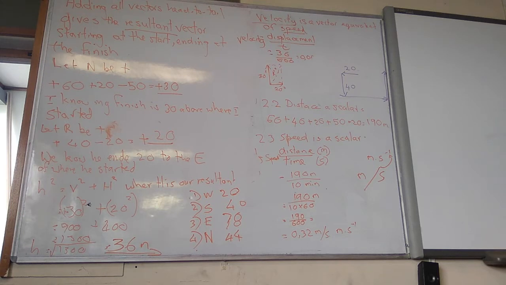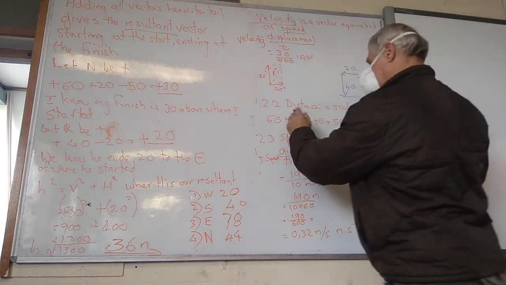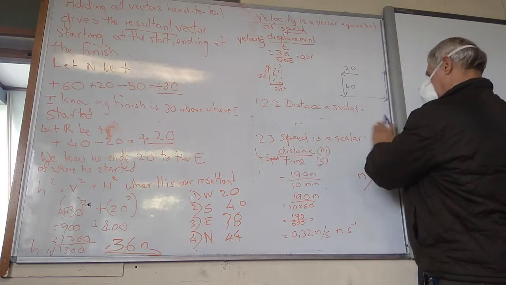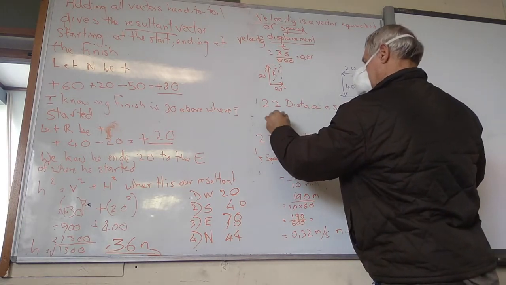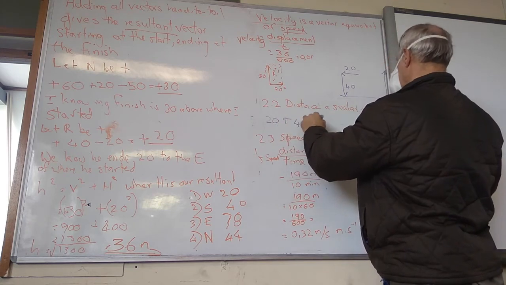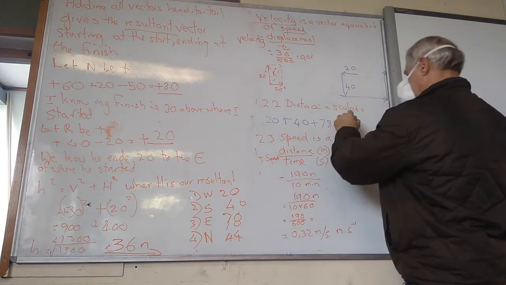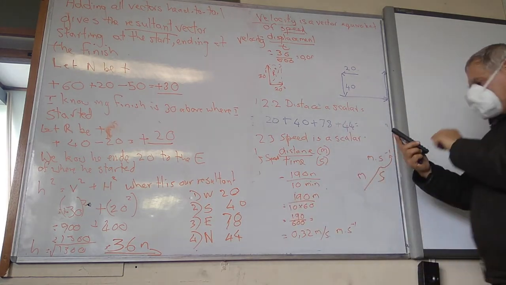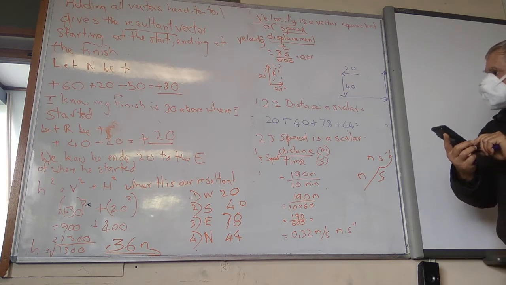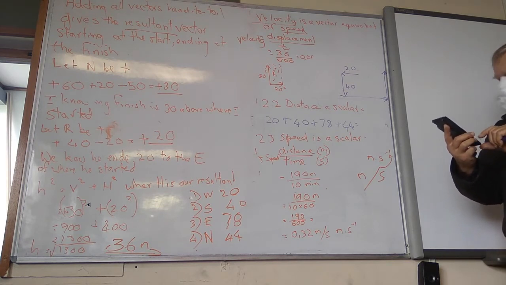So we just add them up. So we're going to say the distance is going to be 20 plus 40 plus 78 plus 44. Okay, well done. 182 meters. So there's your distance.